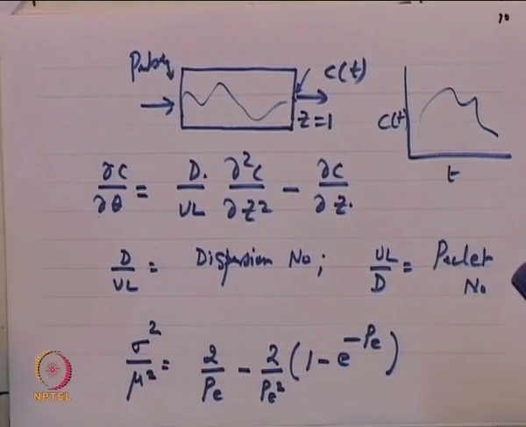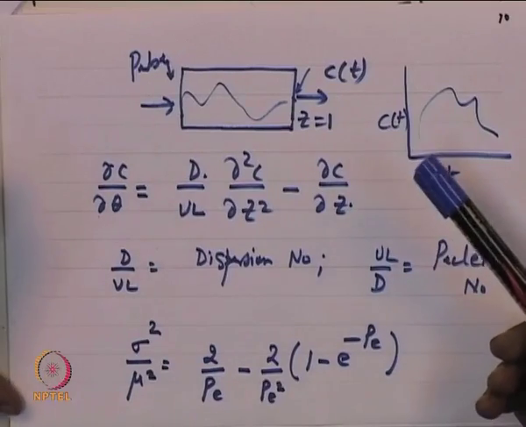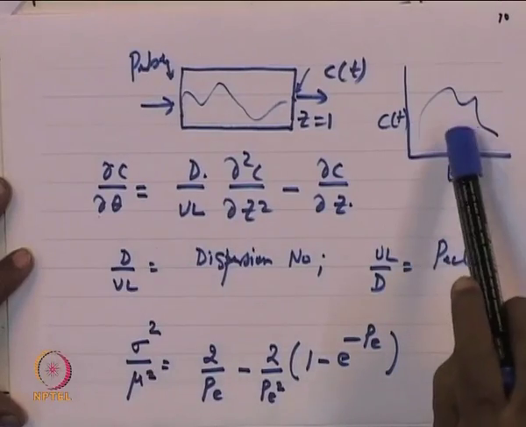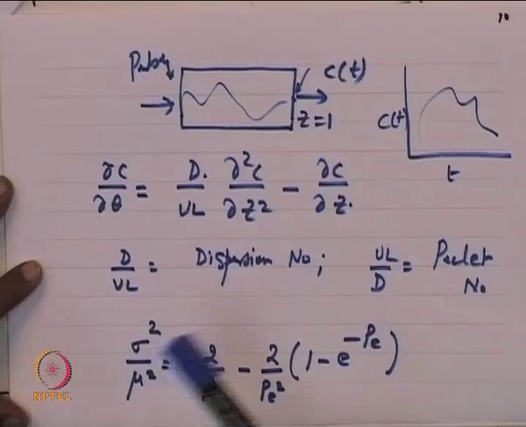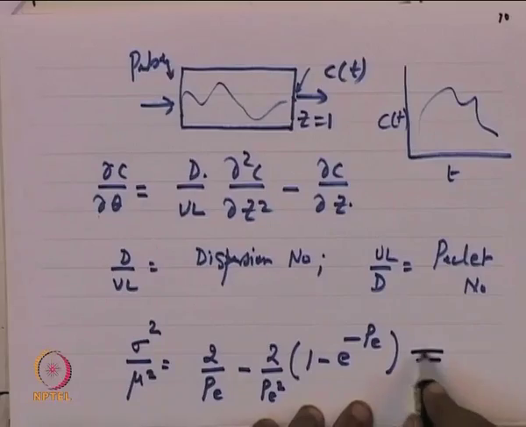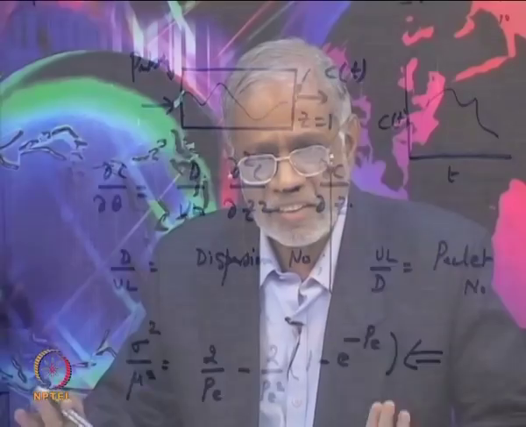In other words, all that is being said is: do a tracer test, and find out the mean and variance of the response that you will get. The moment you know the mean and variance, the ratio is given by this representation: 2 by Peclet number minus 2 by Peclet number squared into 1 minus e to the power of minus Peclet number. Or in other words, if you know sigma squared and mu squared, then you can find the Peclet number from this equation. So, you have now done a tracer test, and on that tracer test you have determined the Peclet number that is appropriate for your kind of mixing in your equipment.